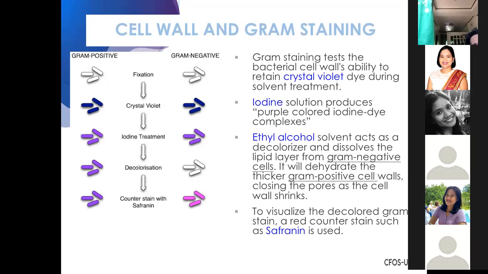Thank you for answering. Gram staining tests the bacterial cell wall's ability to retain the crystal violet. Since this is the crystal violet, it is called positive because it retains the crystal violet. Right. So the iodine solution produces purple-colored iodine dye complexes.